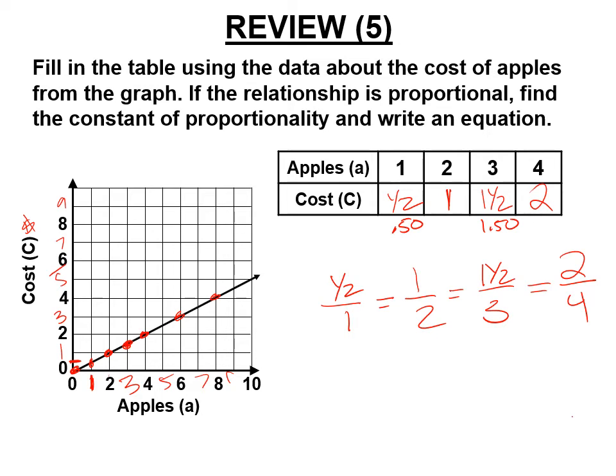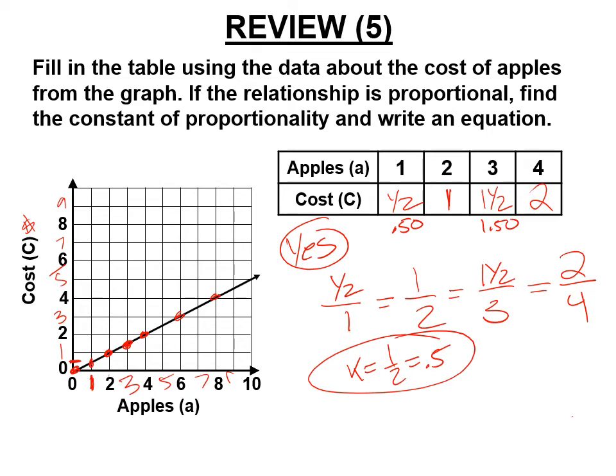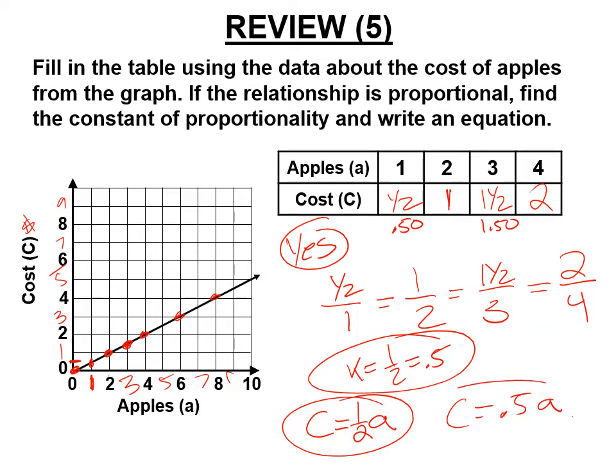All right, so it is a proportional relationship. Find the constant of proportionality. We just did. It's 1/2, also known as 0.5, either way. And then the equation is C equals 1/2 A for apples. That's not pounds, so it's C equals 1/2 A, and just as good would be C equals 0.5 A, either one. K is 1/2 or 0.5. These apples are 50 cents each.